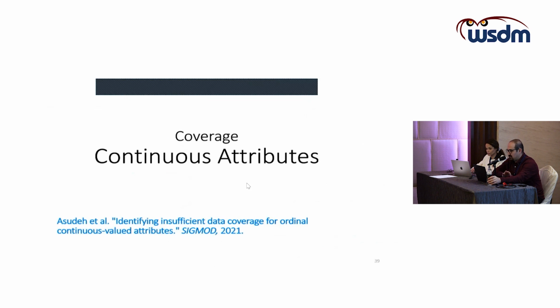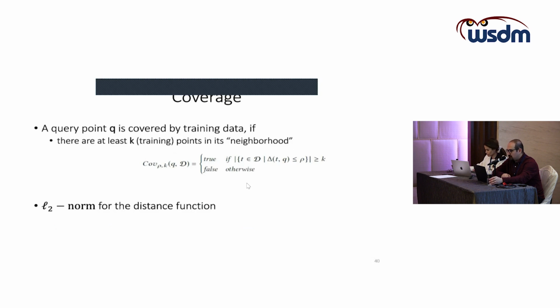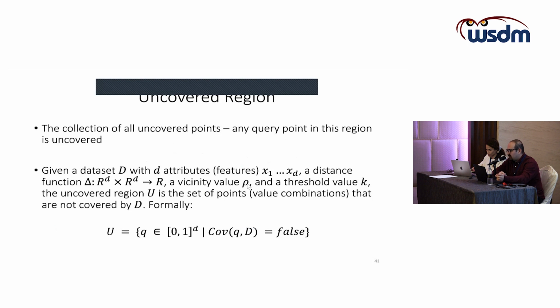So the last part of the representation bias that I'm going to cover is data coverage over continuous attributes. We say a query point is covered by the training data if we have enough similar samples in the data to the query. Formally speaking, coverage is true if the number of neighbors of the query point is at least k, otherwise we say it's not covered. For similarity in this work, the L2 norm has been used. And then the uncovered region is simply the universe of all possible uncovered query points, right? And the goal then, given a data set and the attributes, is to find this uncovered region.